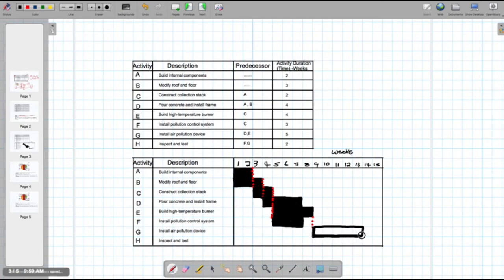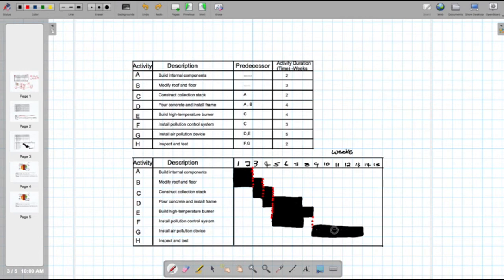You see right there, this is when activity G, sorry, let me just, 2, 3, 4, 5. So it's the fifth week of that activity. It is going to represent our 13th week of the project duration. So that's when G is completed as an activity.